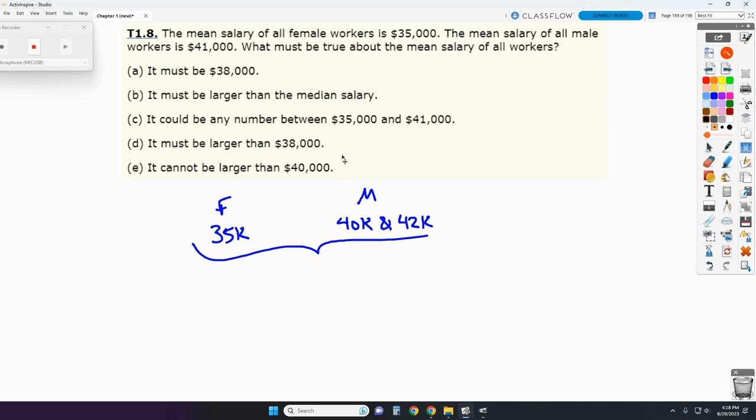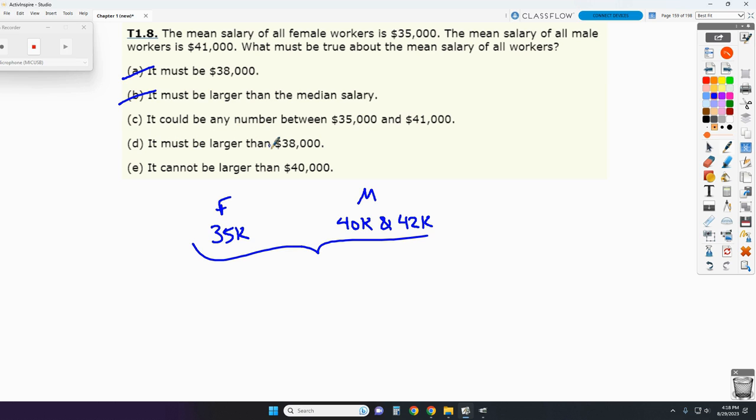No. So now we have to look at some other options here. It must be larger than the median. Do we know what the median salary is? They told us the mean and the mean, but I don't know what the median salary is. So I can't say for sure it must be true. It could be any number between 35,000 and 41,000. Well, we got 39,000, which is between 35 and 41. So that seems plausible, right? So maybe we'll hold on to that one.